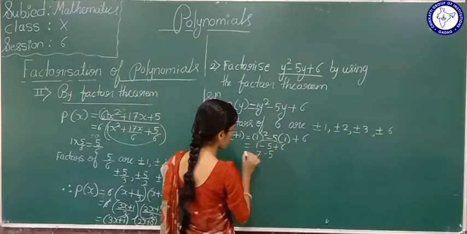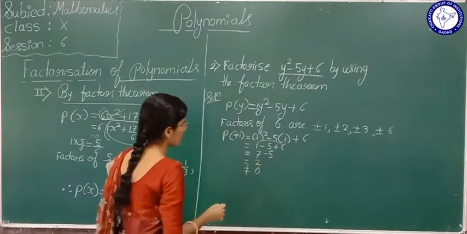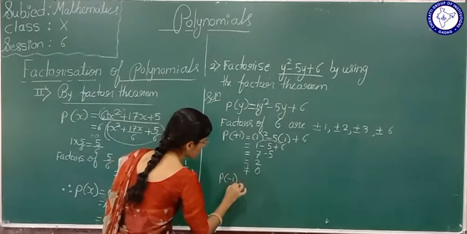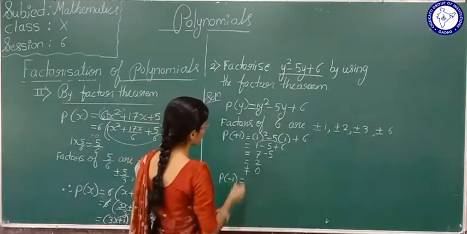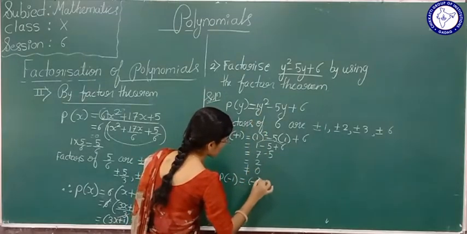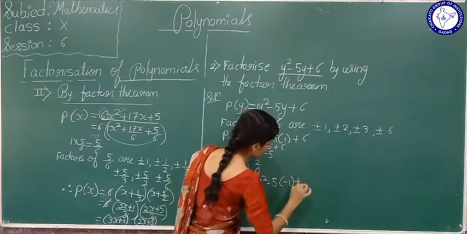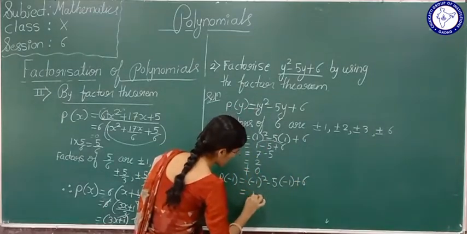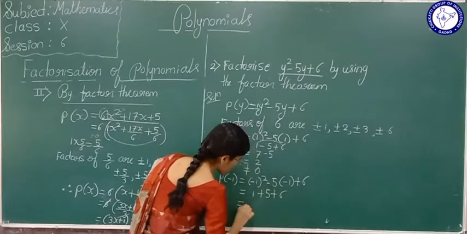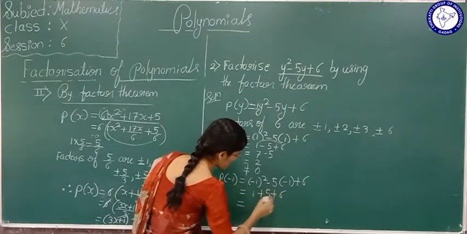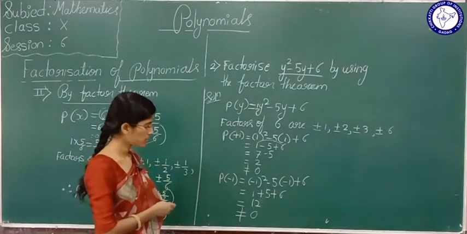7 minus 5 is what? 2. It is not equal to 0. Put P of minus 1. What will it be? Minus 1 square minus 5 of minus 1 plus 6. 1, minus minus is plus 5, plus 6. Now see here, 1 plus 5 is 6, 6 plus 6 is 12. This is also not equal to 0.